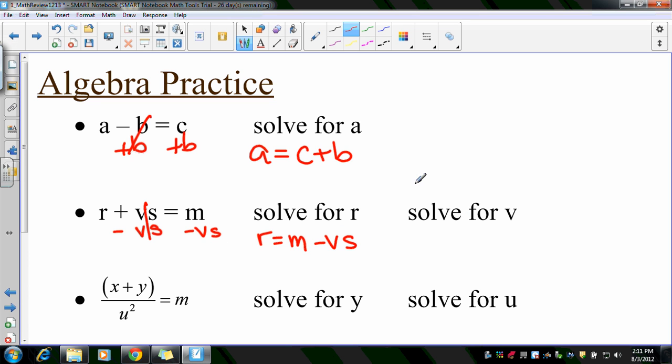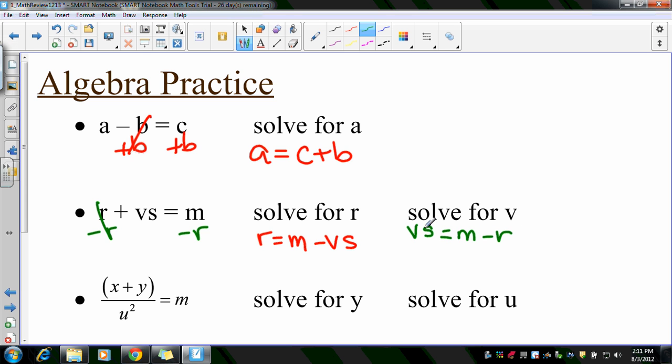Now to solve for v, we're going to need to do something a little bit different. So I'm going to erase over here. There we go. Go back to my pen in a different color, say green. Solve for v. So r plus vs is the same as vs plus r, so we need to undo addition again. This time we're going to subtract r from both sides. So it cancels r on this side, and we're left with vs equals m minus r.